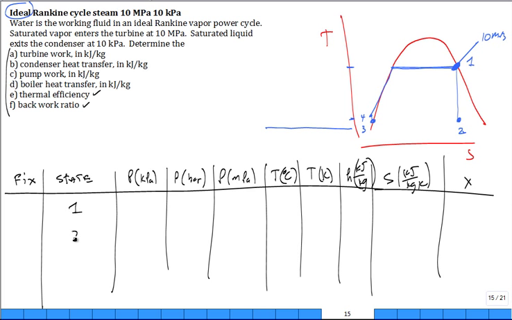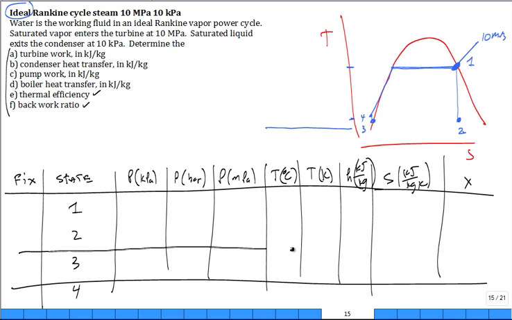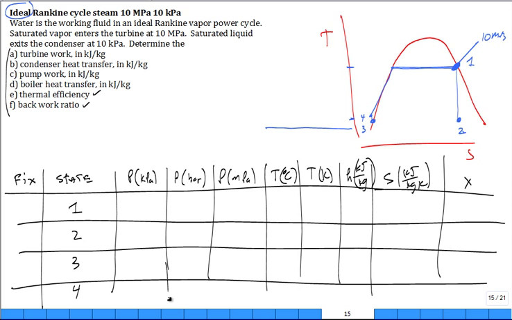Let's talk about state one, state two, state three, and state four. Everything is reversible. No irreversibilities in the turbine or the pump. So I start walking through the system. They told me it's 10 megapascal, and they told me it was 10 kilopascal. So populate the table. And they also told me saturated vapor enters the turbine. That's at state one entering the turbine. Saturated vapor, so the quality is 1. The saturated liquid exits the condenser. That's at 3. Quality at state 3 is 0. So this information and that information, pressure and quality, fix state 1, and pressure and quality fix state 3.